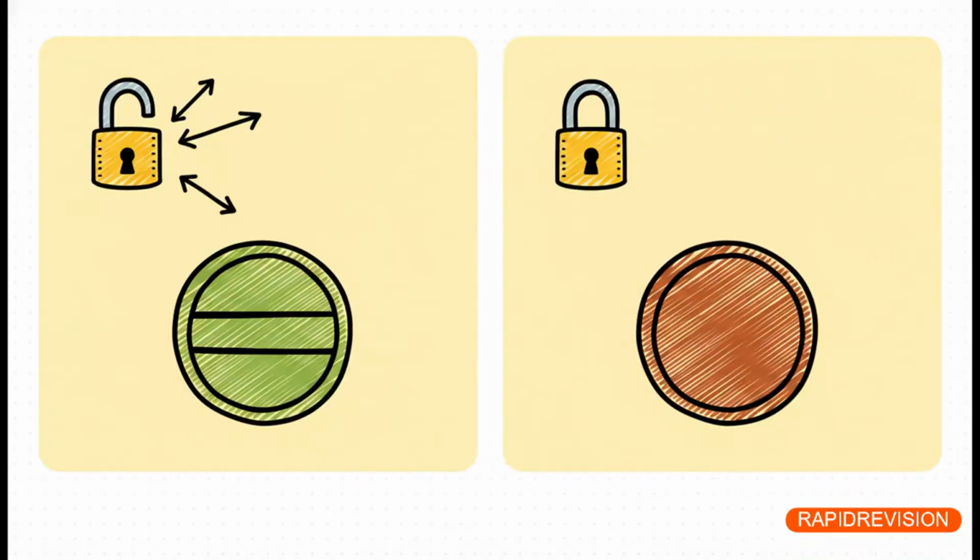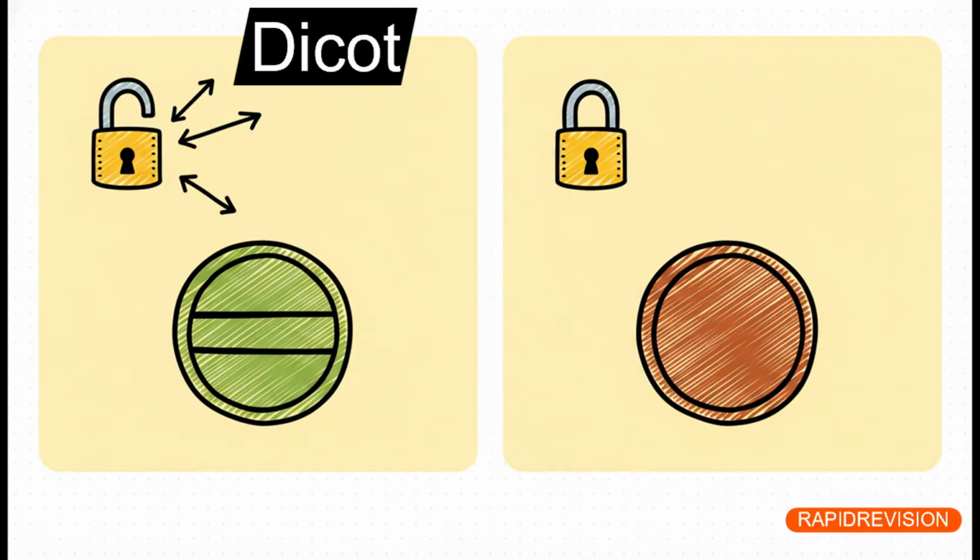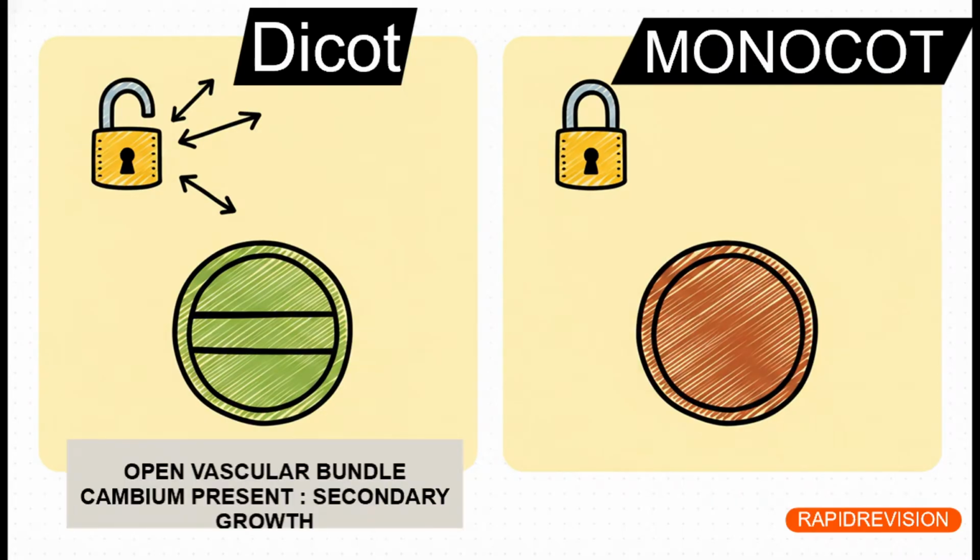Okay, so the absolute crucial point here is understanding the function of the cambium. In open vascular bundles, which are found in dicots, the cambium is present right between the xylem and phloem. Think of it this way. The cambium is there to literally open up the plant to secondary growth, making it thicker, right?